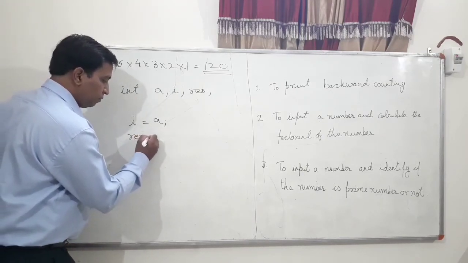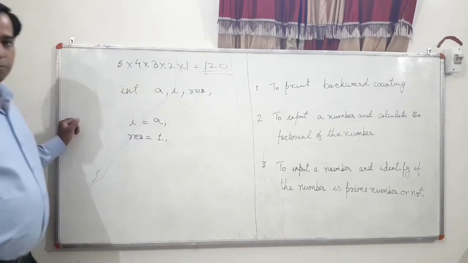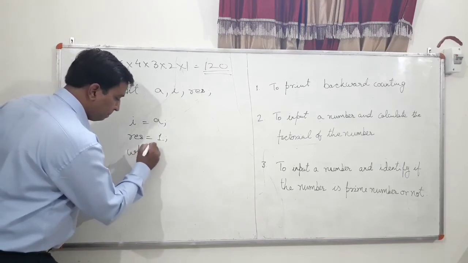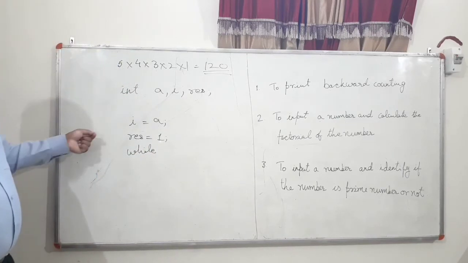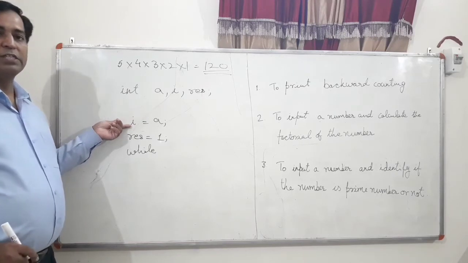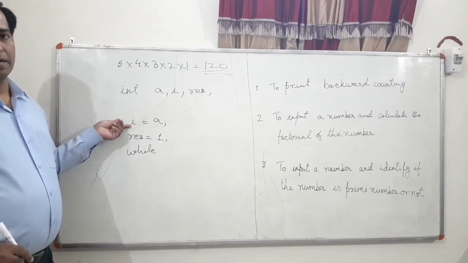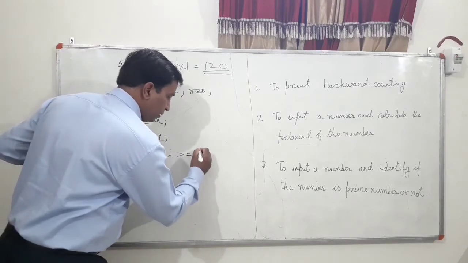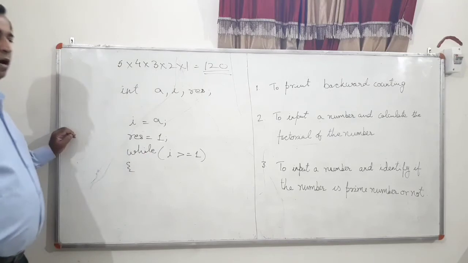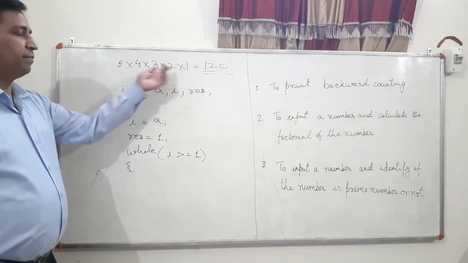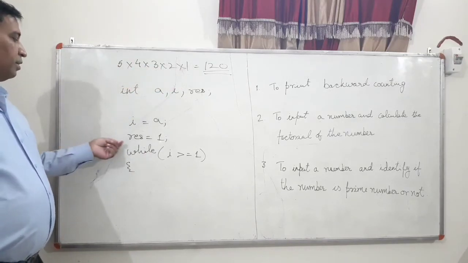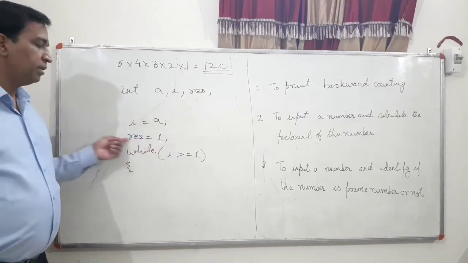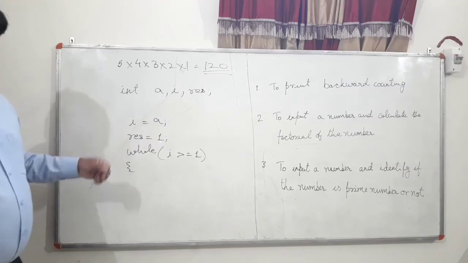Result will be initialized by 1, okay, and then the loop will be executed. We will run the loop as long as this i's value is greater than or equal to 1, right? So I is greater than or equal to 1. Now what do we need to do? We need to multiply all the numbers, okay? Now result is holding 1, right? In this result variable only we will make the answer.